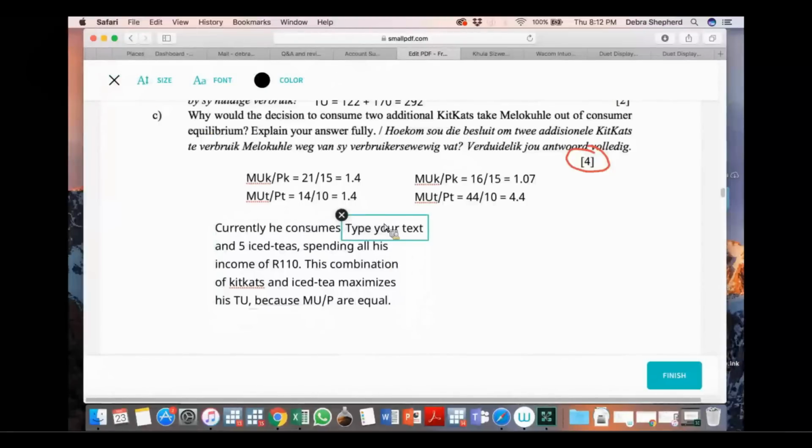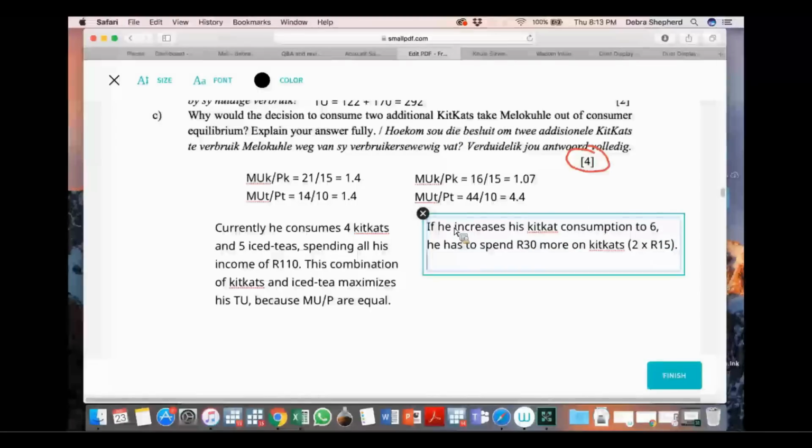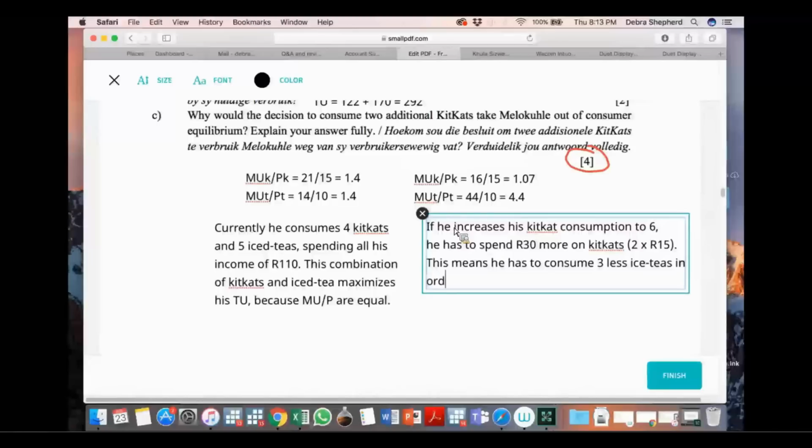The next part of the question descriptively is, if he increases his Kit Kat consumption to 6, he has to spend 30 Rand more on Kit Kats because it's 2 times 15 Rand. This means he has to consume 3 less iced teas in order to stay within his budget of 110 Rand.